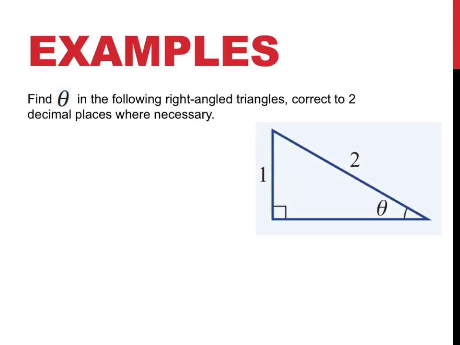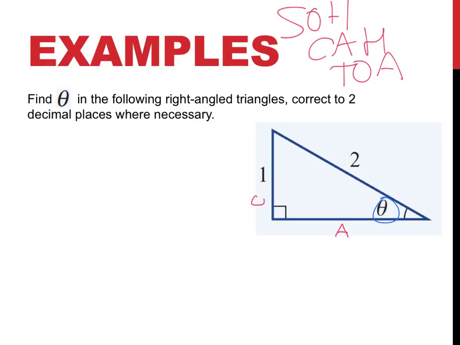It says find theta in the following right angled triangles, correct to 2 decimal places. So theta is this little angle here. And as always, I need to use SOHCAHTOA. So first off, I'll write SOHCAHTOA, and then I'm going to work out which ratio I'm going to use. So this side is the adjacent side, this side's the opposite, and that one's the hypotenuse. I've been given this side length and that side length in order to find this angle.